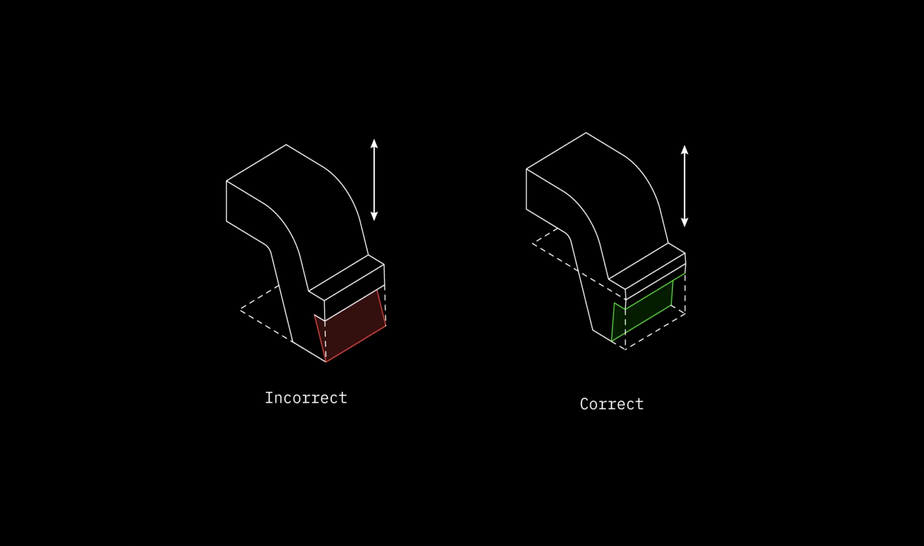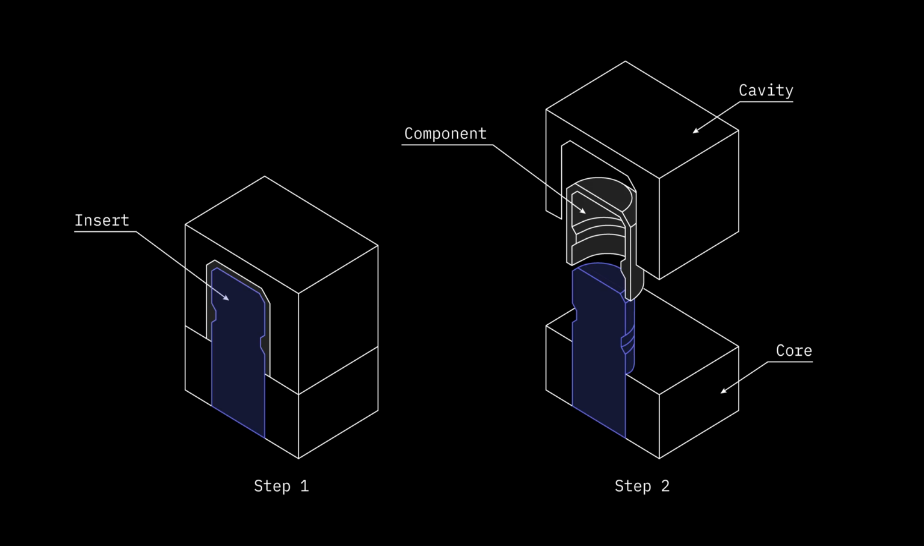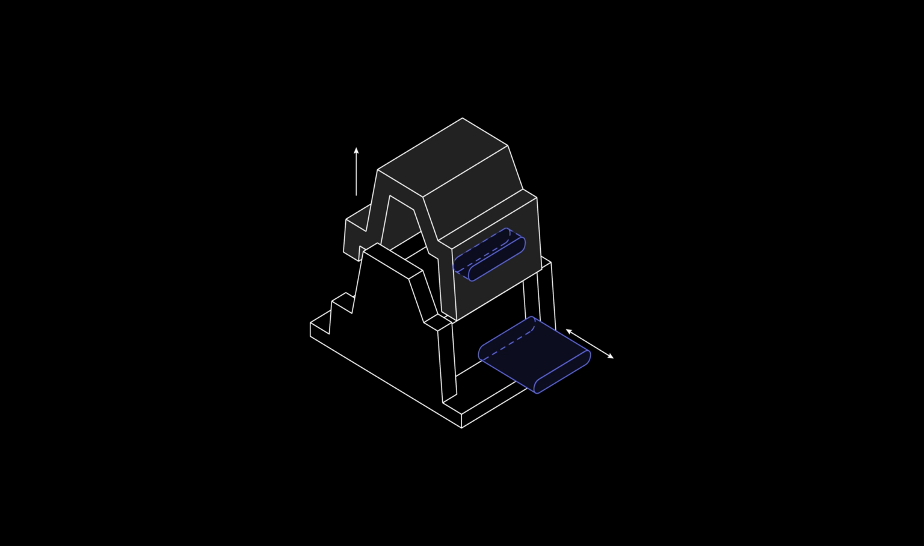There are four main ways to avoid undercuts while designing your parts for injection molding: using shutoffs, moving the parting line, using bumpoffs, and using sliding side actions and cores.